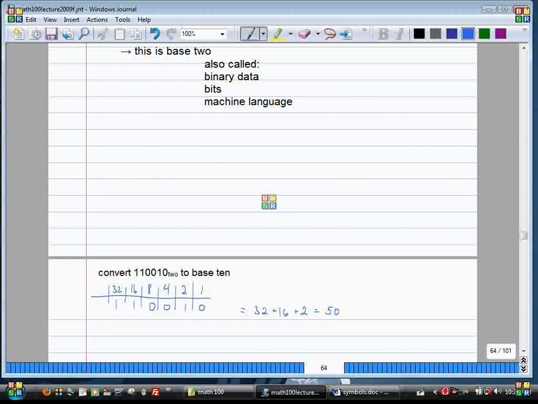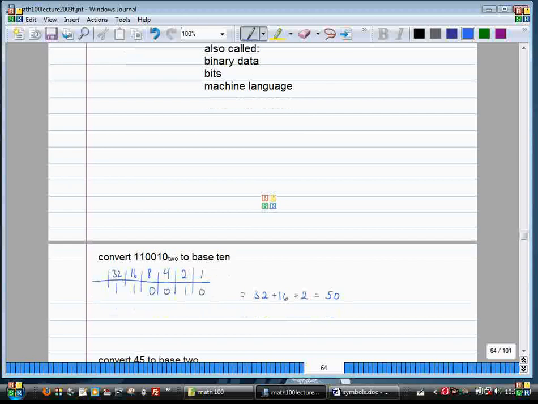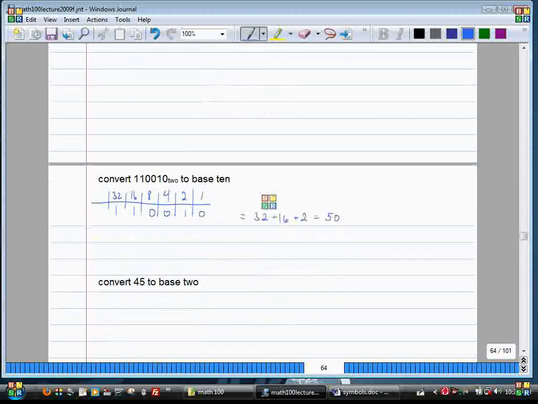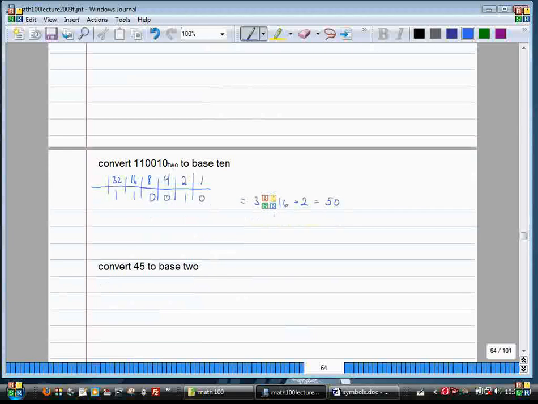Okay, great. How many 4s do we have in this number? Okay, so now the other way around. So, for example, when you type into a computer 45, the computer's got to translate that into base 2 in order to work with it. So, let's help the computer out, because it needs our help. Okay. So to convert 45 to base 2, what do we have to do?